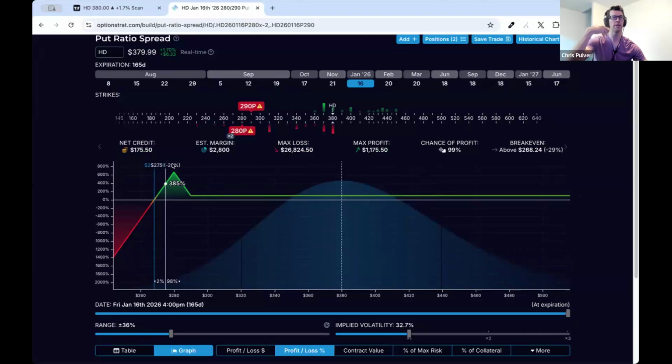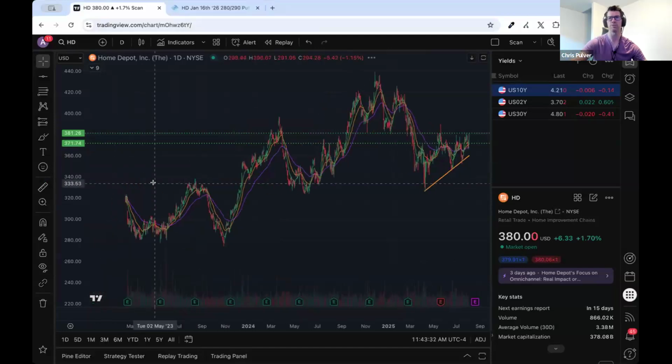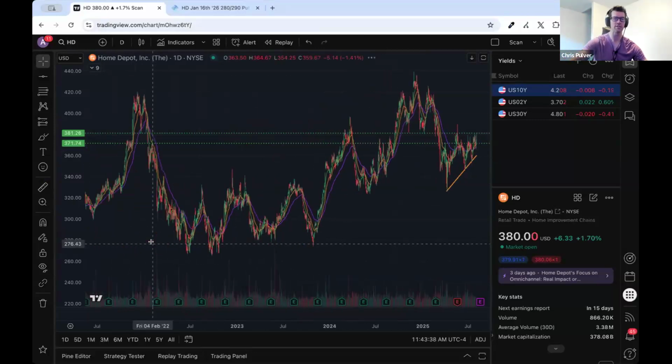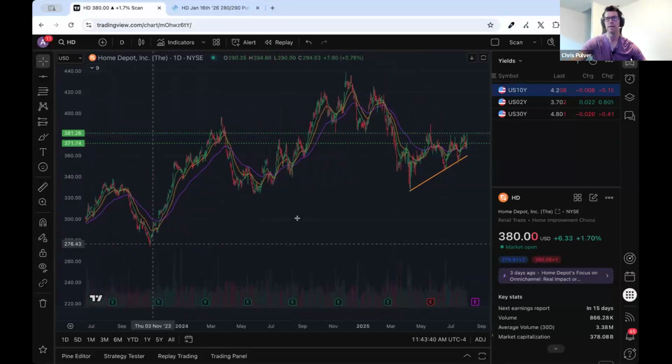Number one, I'm going far enough out and down far enough where I'm calling a pretty key level. We've had multi-year support at that 280 handle. We'd have to drop $100. Look, if the broader market stays resilient, Home Depot's probably not dropping $100. If the broader market goes up, this is going to be easy income. If it goes down, okay, fine.